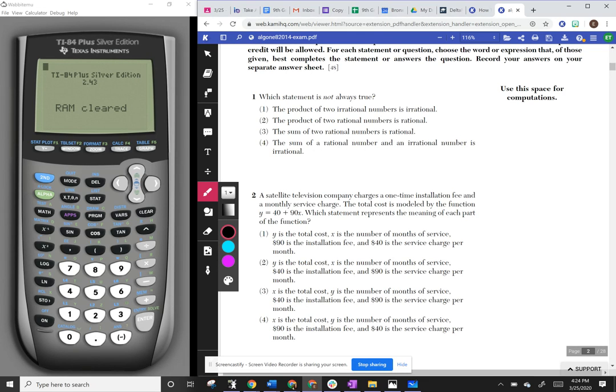So product means that we multiply, and sum means we add. Okay, so a rational times a rational is rational. An irrational times rational is irrational. A rational times irrational is irrational. An irrational times irrational, it can be both, right? So it's sometimes, it's not always. So this word always here is going to be really important.